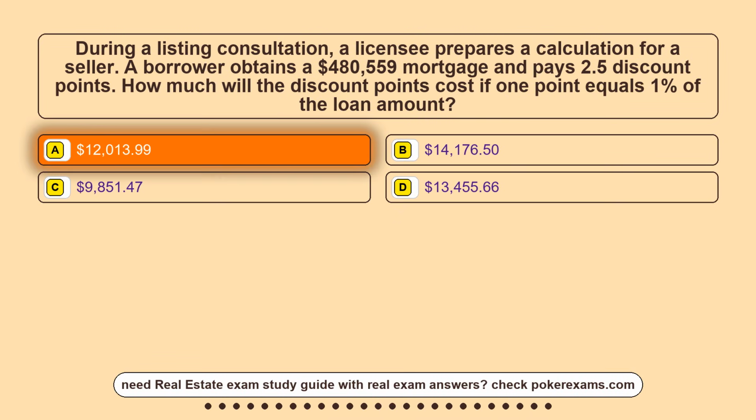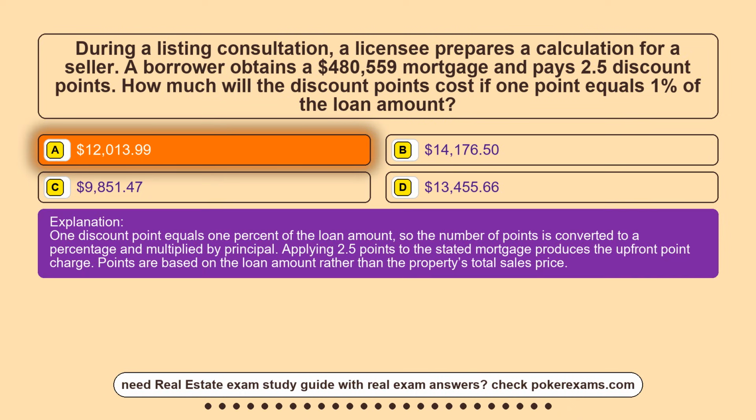The correct answer is option A, $12,013.99. 1 discount point equals 1% of the loan amount, so the number of points is converted to a percentage and multiplied by principal. Applying 2.5 points to the stated mortgage produces the upfront point charge. Points are based on the loan amount rather than the property's total sales price.